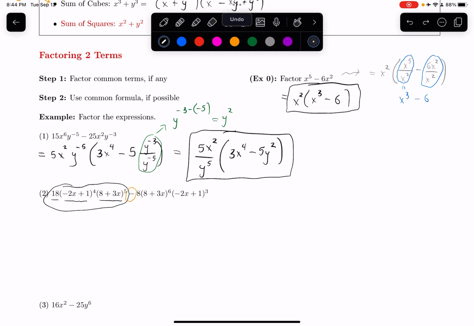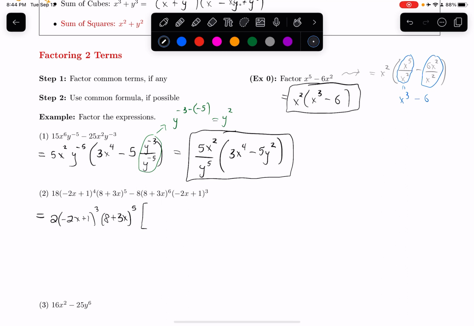Okay, so let's factor out any common terms. From the 18 and the 8, I see that 2 is common. I see both of these have this negative 2x plus 1, so I can take out that to the smaller power, which is 3. They both have an 8 plus 3x. Again, I factor out the smaller power, which is 5. Just because this one's long, this one with the leftovers, I'm going to put them in brackets. I could definitely write parentheses if I wanted to, just personal preference. Because I notice it's long, sometimes it's nice to write brackets for the leftovers.